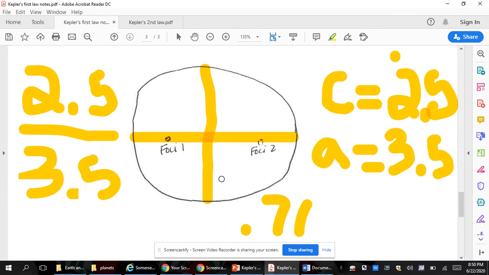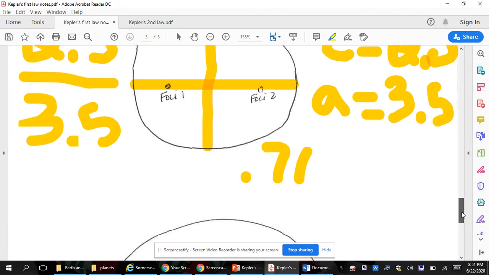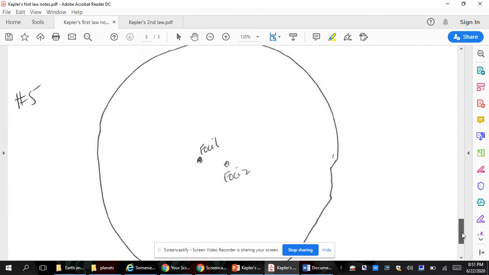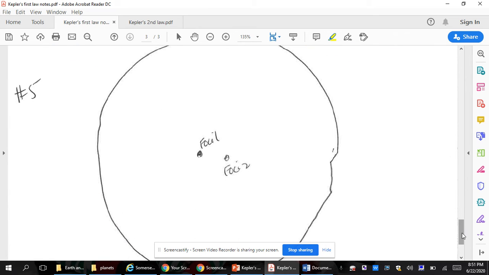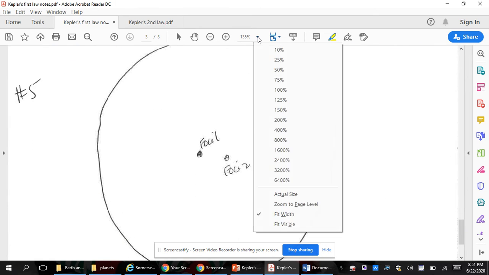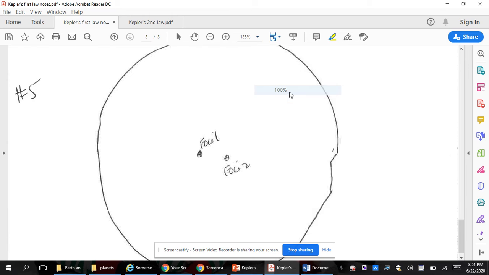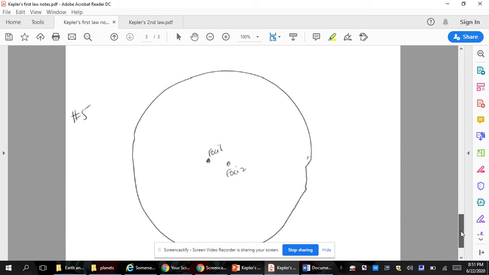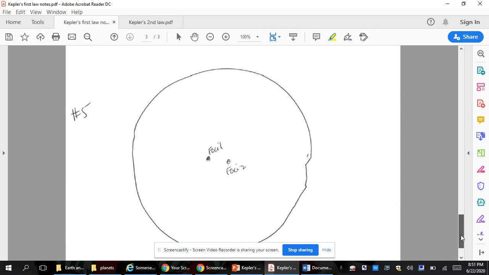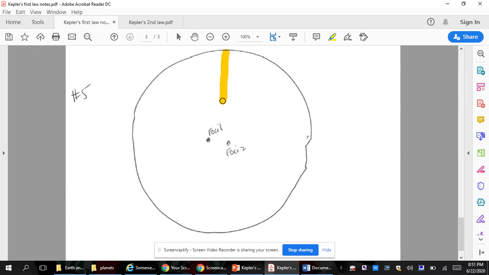That is our eccentricity for this ellipse, or for this orbit, which means it's close to being elliptical. All right, and our last one. Let me zoom out a little bit here. All right, so our last one, you're going to draw a line from the top down to the bottom. Remember, use a ruler so your lines are straight, and a line across the center.